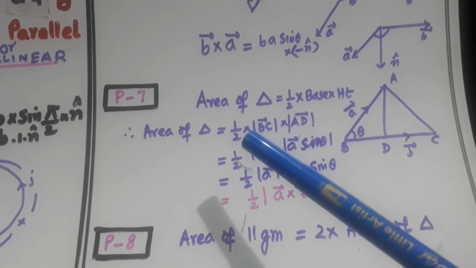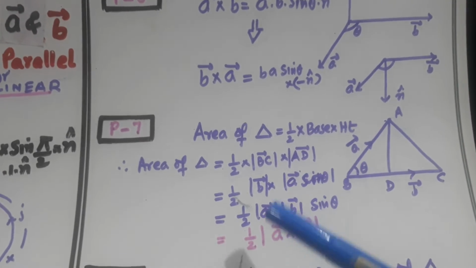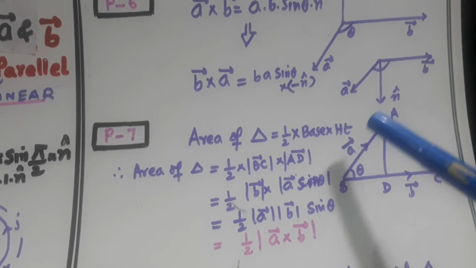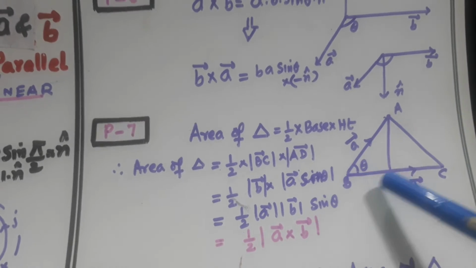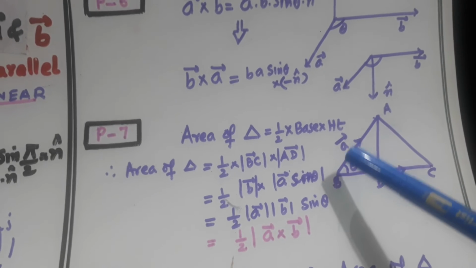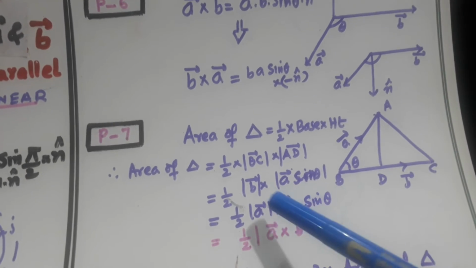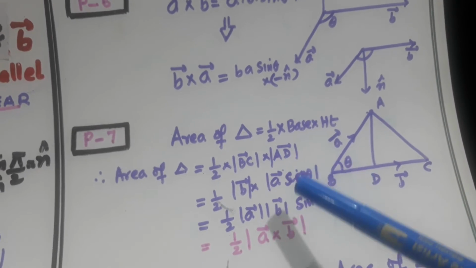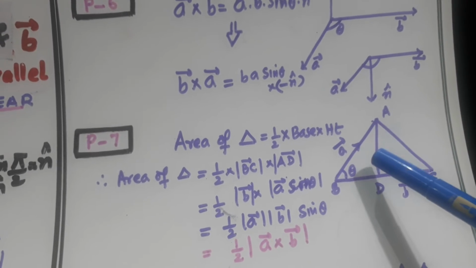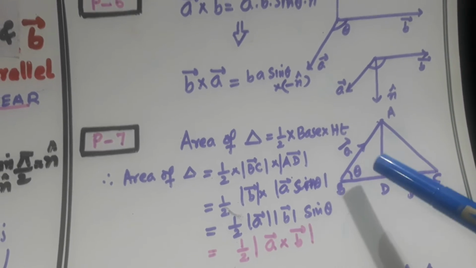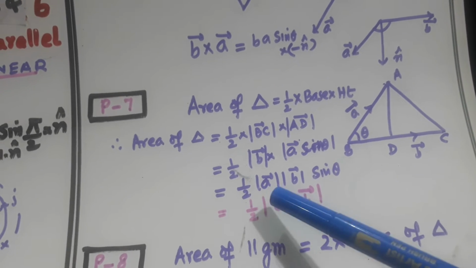Property number 7. Area of triangle is half into base into height. In this case, this is the triangle. This is A and this vector is B. Theta is the angle between A and B. So BC is your B, and AD, look here, this is the perpendicular height. So this over this is sine theta, so this will be equal to A sine theta. Take its magnitude. It will become half AB sine theta.